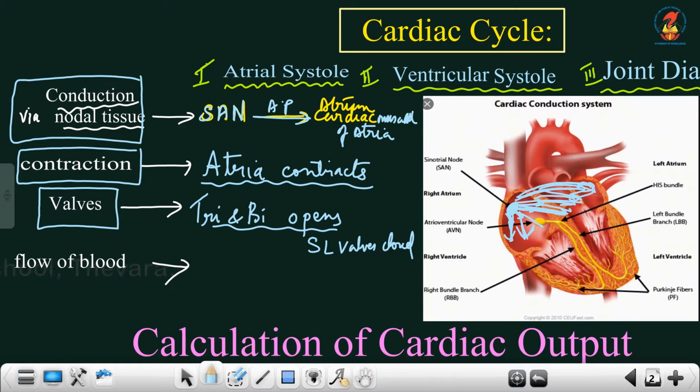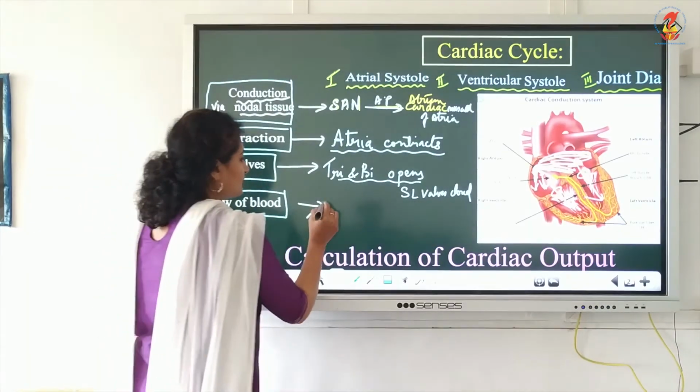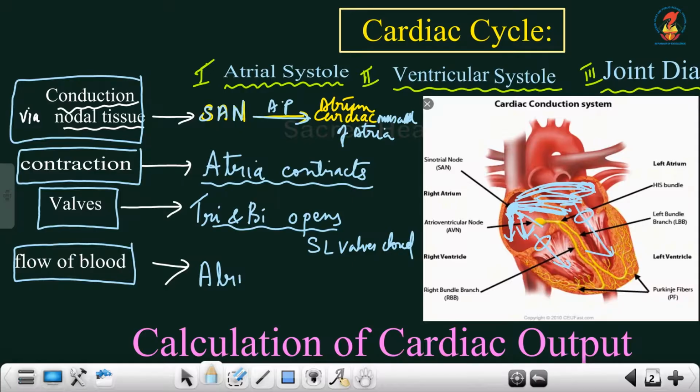Okay. Now, what happens when the tricuspid and bicuspid valves are opened? So, here the bicuspid and tricuspid valves are open. Now, what happens? The blood flows from the atria into the ventricles. So, the next parameter is the flow of blood. The blood flows from both the atria, from the right atrium to the right ventricle, and from the left atrium to the left ventricle. Blood flows from the atria to the ventricles. I hope you have understood.